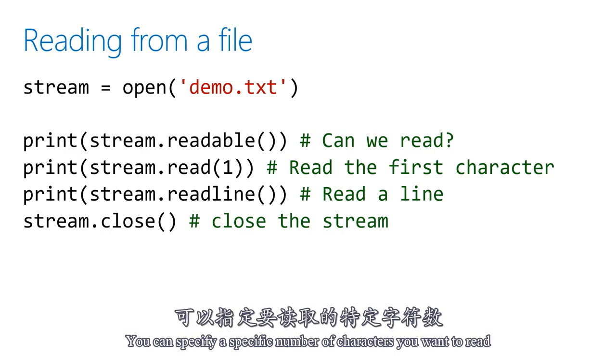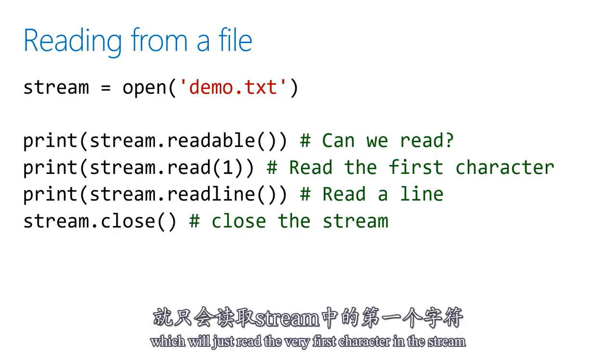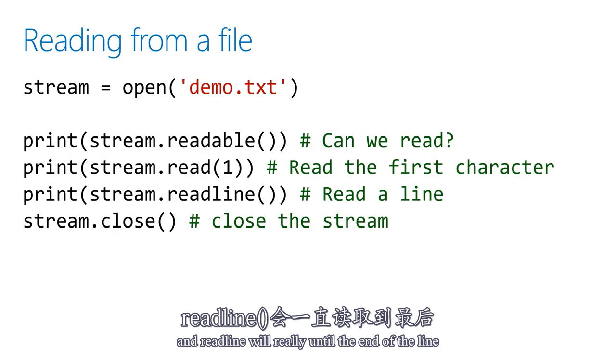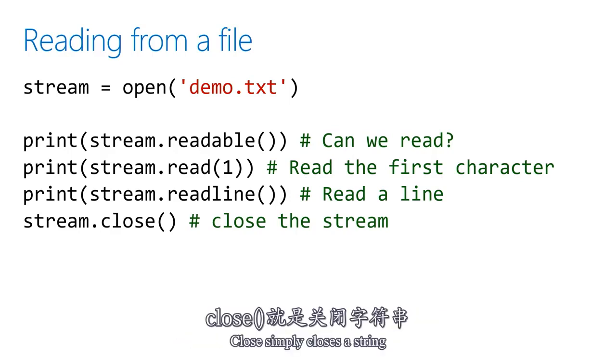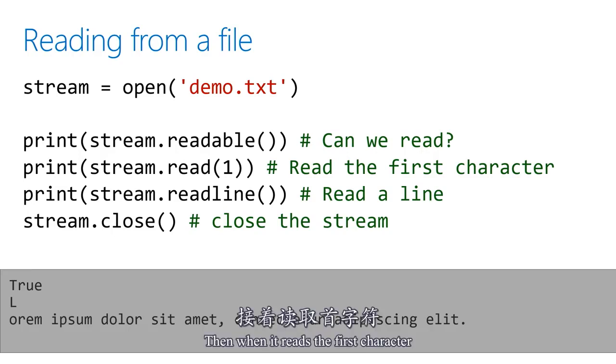You can specify a specific number of characters you want to read. So I can literally say read 1, which will just read the very first character in the stream. And readline will read until the end of the line. And close simply closes the stream. So if I had a lorem ipsum file, this would simply say true, yes, the file is readable. And then when it reads the first character, it reads the L.